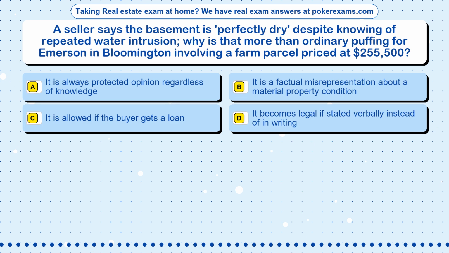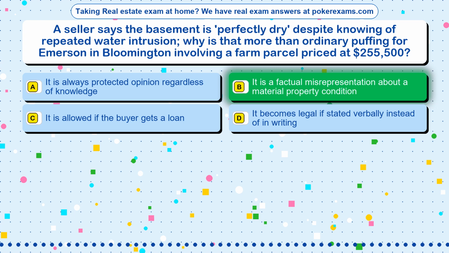Question 58. A seller says the basement is perfectly dry despite knowing of repeated water intrusion. Why is that more than ordinary puffing for Emerson in Bloomington, involving a farm parcel priced at $255,500? Option A. It is always protected opinion regardless of knowledge. Option B. It is a factual misrepresentation about a material property condition. Option C. It is allowed if the buyer gets a loan. Option D. It becomes legal if stated verbally instead of in writing.